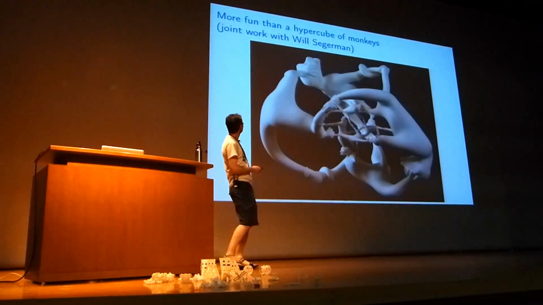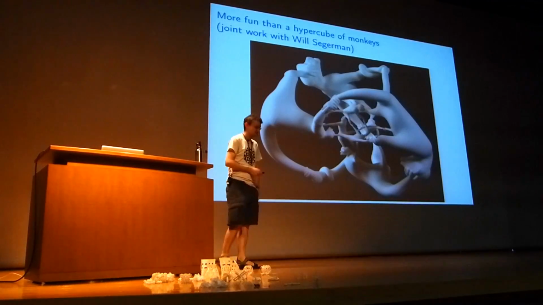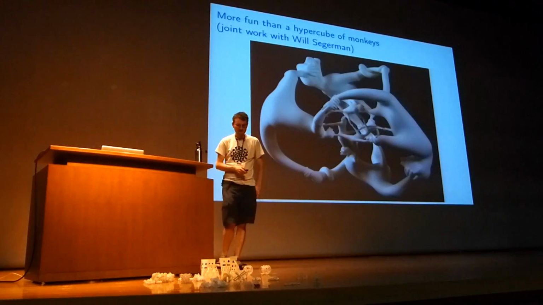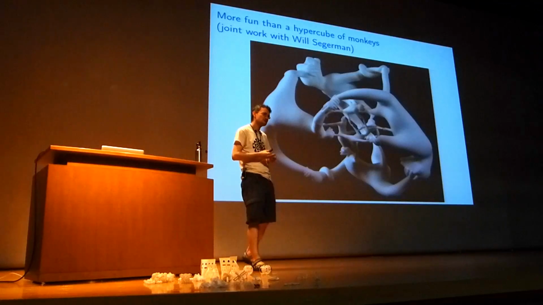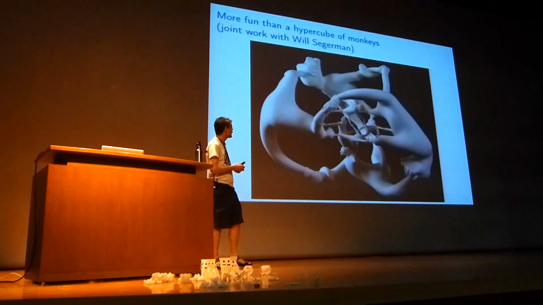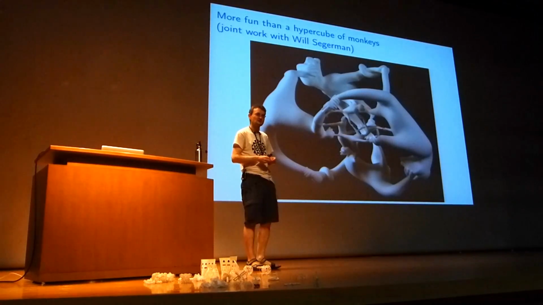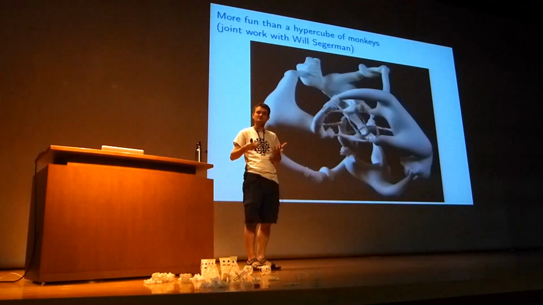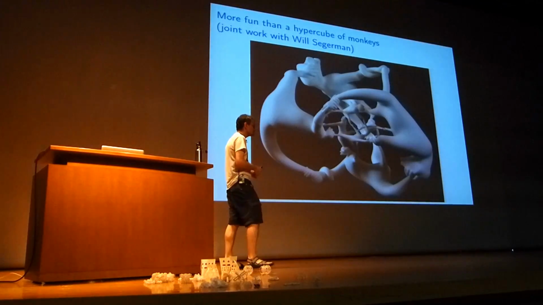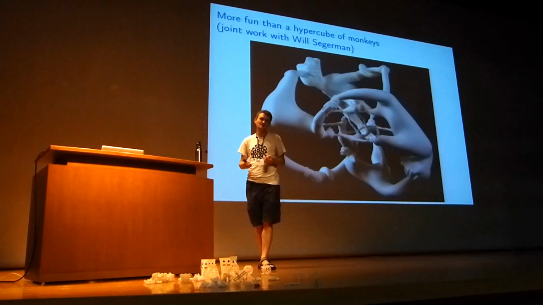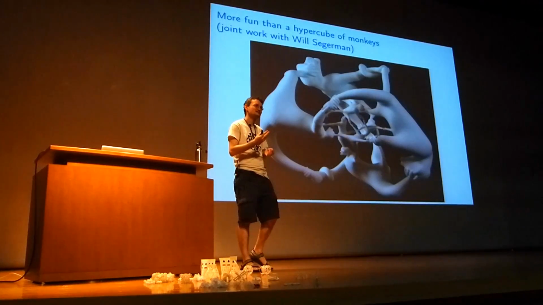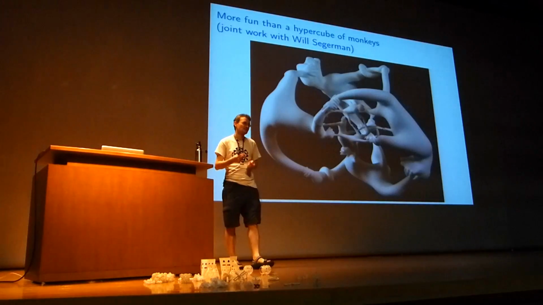One more project involving stereographic projections. This is called More Fun Than a Hypercube of Monkeys. So this is an example of showing particular kinds of symmetries. There are many objects, sculptures and so on, that show various kinds of three-dimensional symmetries. As far as we know, nobody has yet produced an object that has symmetry group the quaternion group. So this is 1, i, j, k, minus 1, minus i, minus j, minus k.